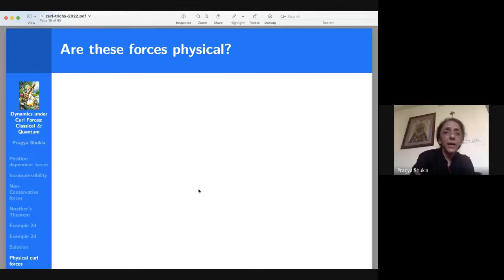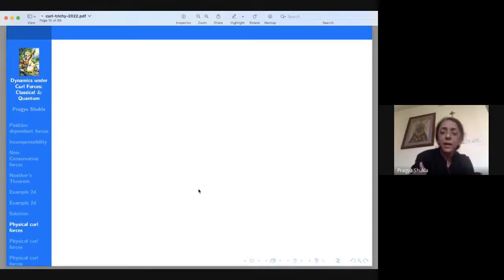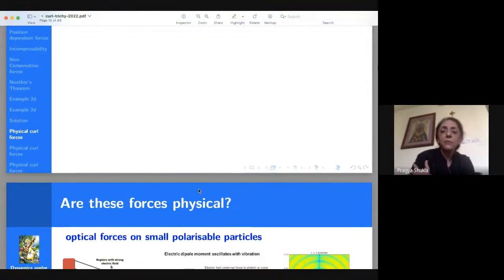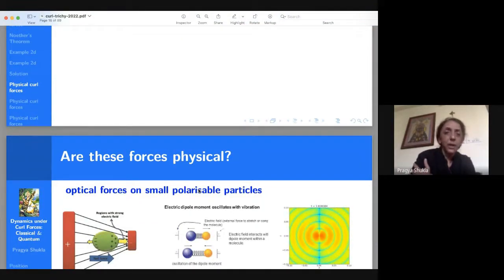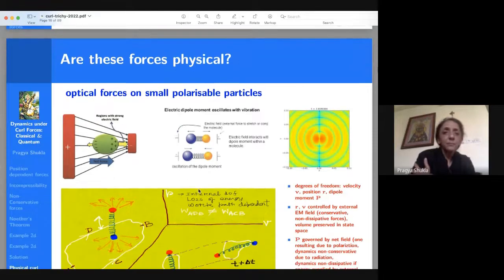So now I'm going to describe a particular very important area where these forces appear in a very prominent form. Consider an atom kept in an electric field. Now, if it was a static electric field, what will it do? The positive charges will go in one direction, negative charges will go in the other direction. So the atom will become a dipole.